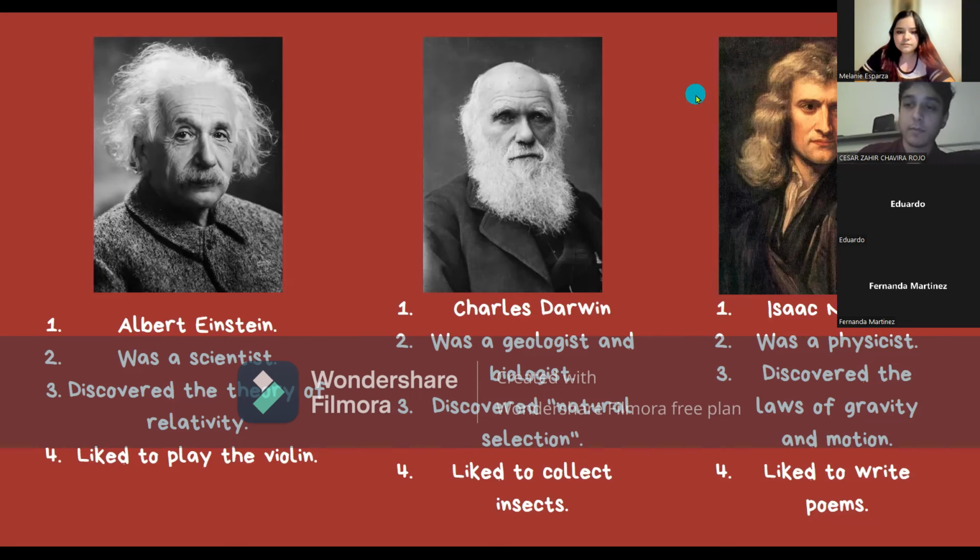The first example is Charles Darwin, who was a geologist and biologist, liked to collect insects. Very good. And do you think that we can make another example with this information? Yes. Charles Darwin, who discovered natural selection, was a geologist and biologist.